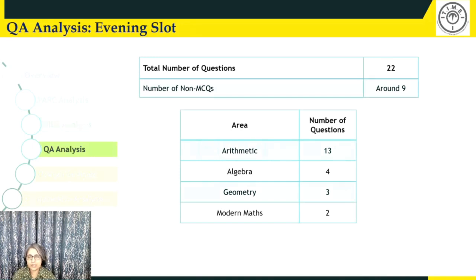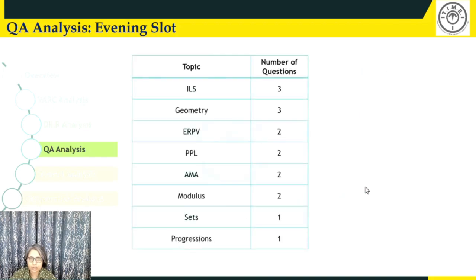Coming to the last section, that is quant. It was on expected lines in terms of the number of questions. There was no surprise there. There were about 22 questions, 9 of them being type in the answer kind. Now in this particular CAT, we had questions coming from almost all of the main topics. Broadly 13 out of arithmetic. As compared to last year's CAT, there were far many more arithmetic questions. 4 from algebra, 3 from geometry, and 2 from modern maths, that is from permutations and combinations.